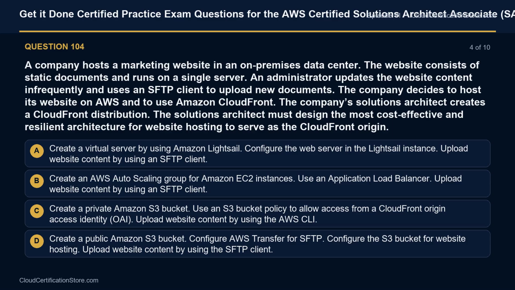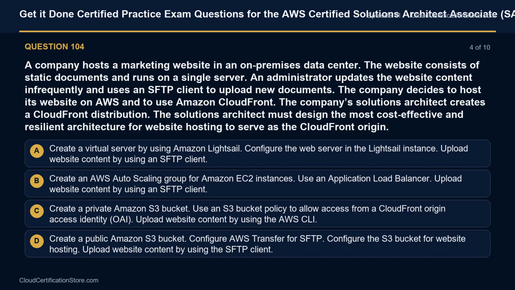Option A. Create a virtual server by using Amazon Lightsail. Configure the web server in the Lightsail instance. Upload website content by using an SFTP client. Option B. Create an AWS Auto Scaling group for Amazon EC2 instances. Use an Application Load Balancer. Upload website content by using an SFTP client.